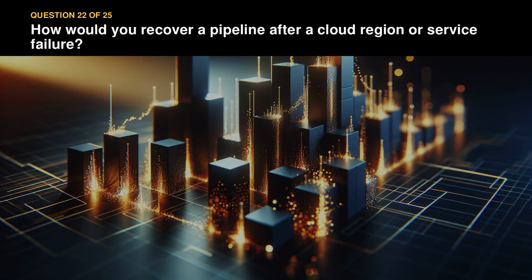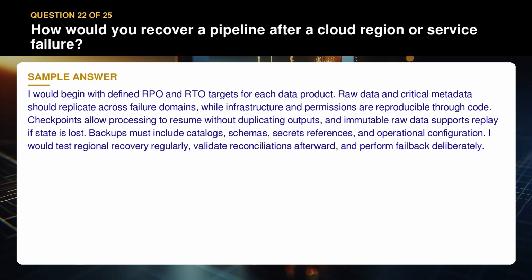Question 22. How would you recover a pipeline after a cloud region or service failure? I would begin with defined RPO and RTO targets for each data product. Raw data and critical metadata should replicate across failure domains, while infrastructure and permissions are reproducible through code. Checkpoints allow processing to resume without duplicating outputs, and immutable raw data supports replay if state is lost.